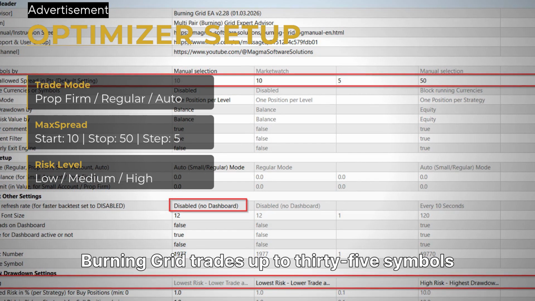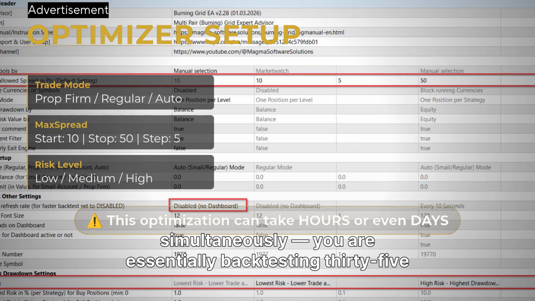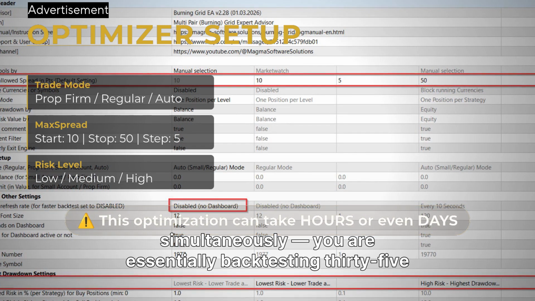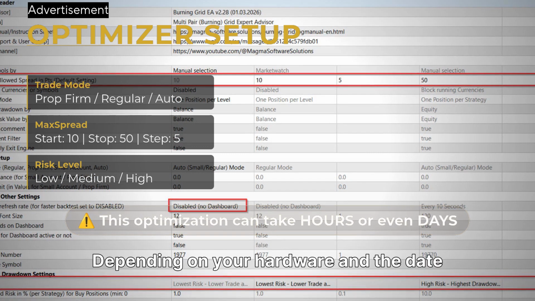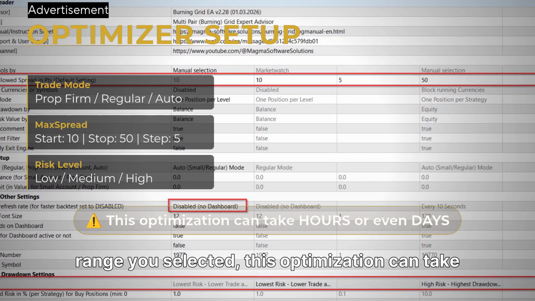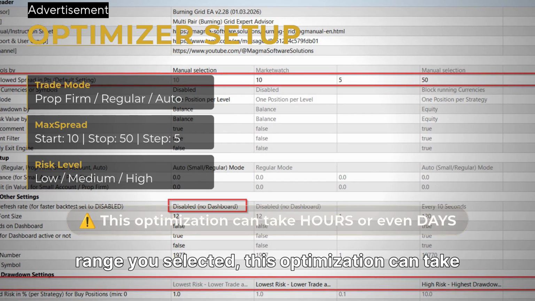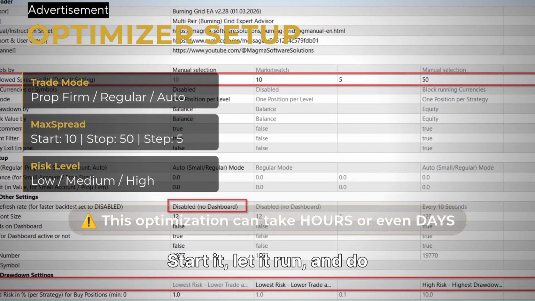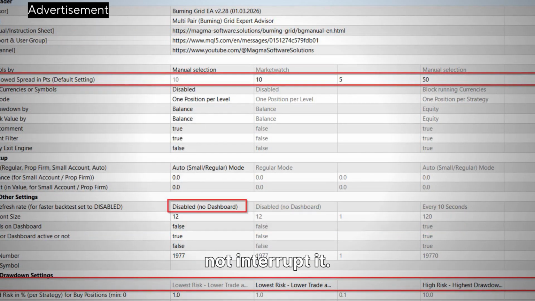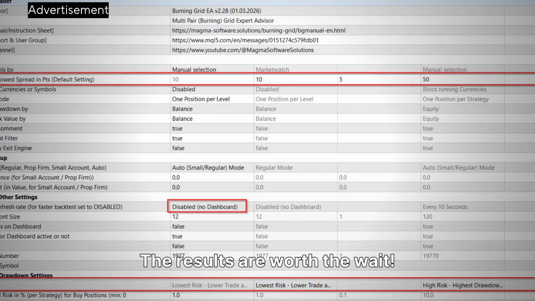Burning Grid trades up to 35 symbols simultaneously. You are essentially backtesting 35 EAs in parallel as a complete portfolio. Depending on your hardware and the date range you selected, this optimization can take several hours, sometimes even multiple days. Start it, let it run, and do not interrupt it. The results are worth the wait.